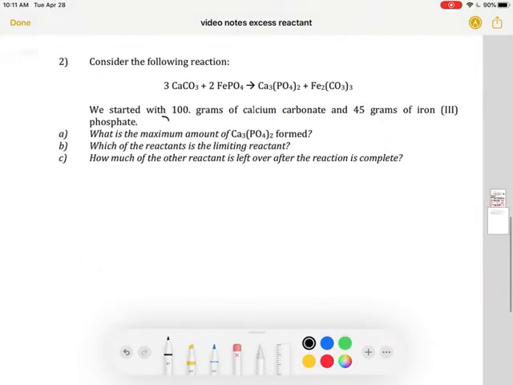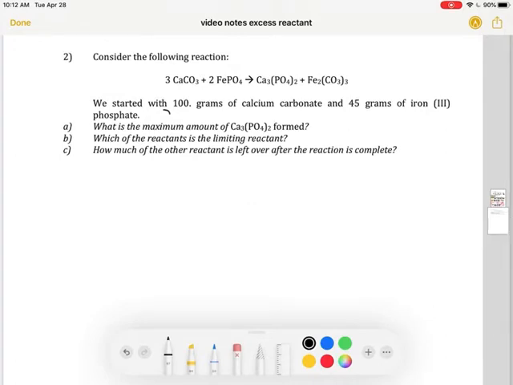Okay, we're going to do another example. We have this reaction, calcium carbonate and iron phosphate reacting to become calcium phosphate and iron carbonate. What's the maximum amount of calcium phosphate formed? Which of the reactants is the limiting reactant? And how much of the other reactant is left over after the reaction is complete?